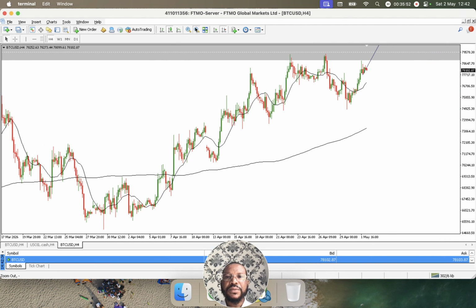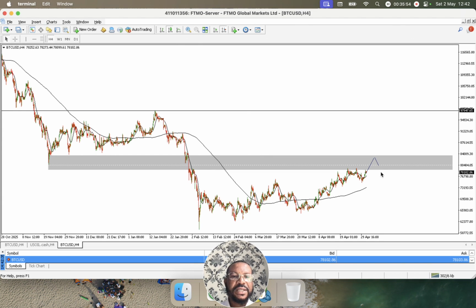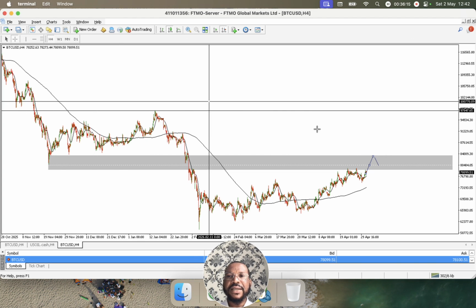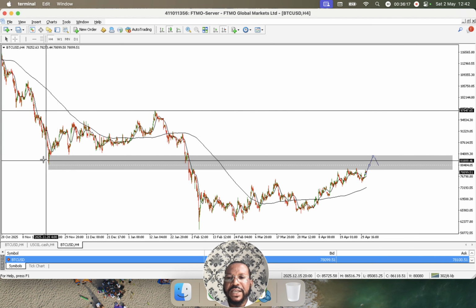So for the BTC USD, I'll be looking to sell the BTC USD from this point, anywhere inside this range. The sellers coming, I will join them. They might get to this point or even to this point. If I see the sellers coming, I will join them. I will not buy the BTC USD unless I see a significant close above here.